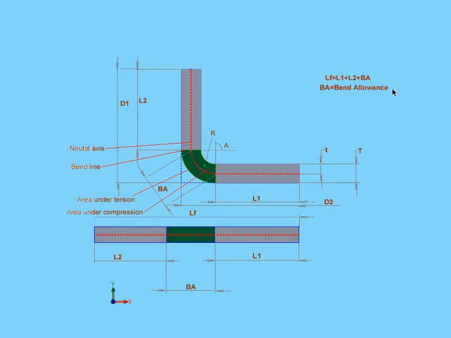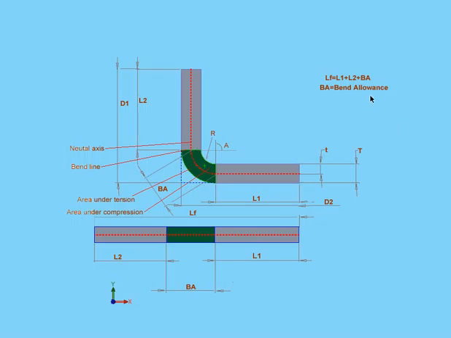The bend allowance method is based on the formula that I've got up here in my diagram. The total length of the flattened sheet is equal to the sum of L1, that's the first length, and L2, plus the bend allowance. The bend allowance region is shown in green in my diagram. This is a region where, in theory, all deformation occurs during the bending process.